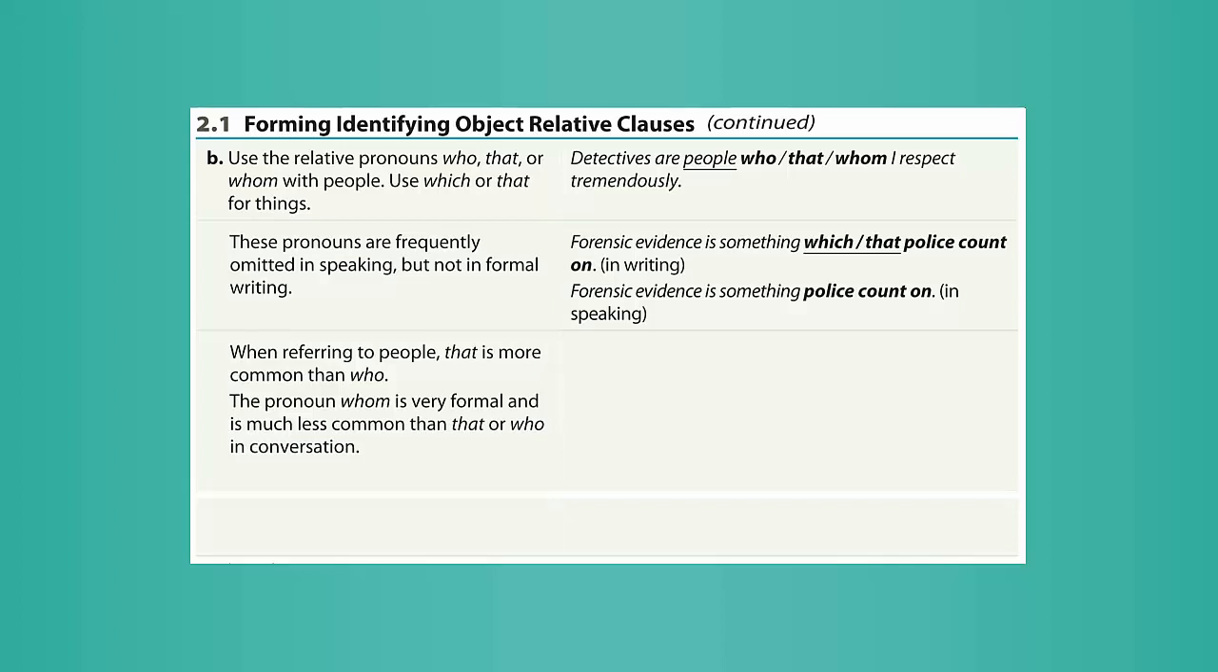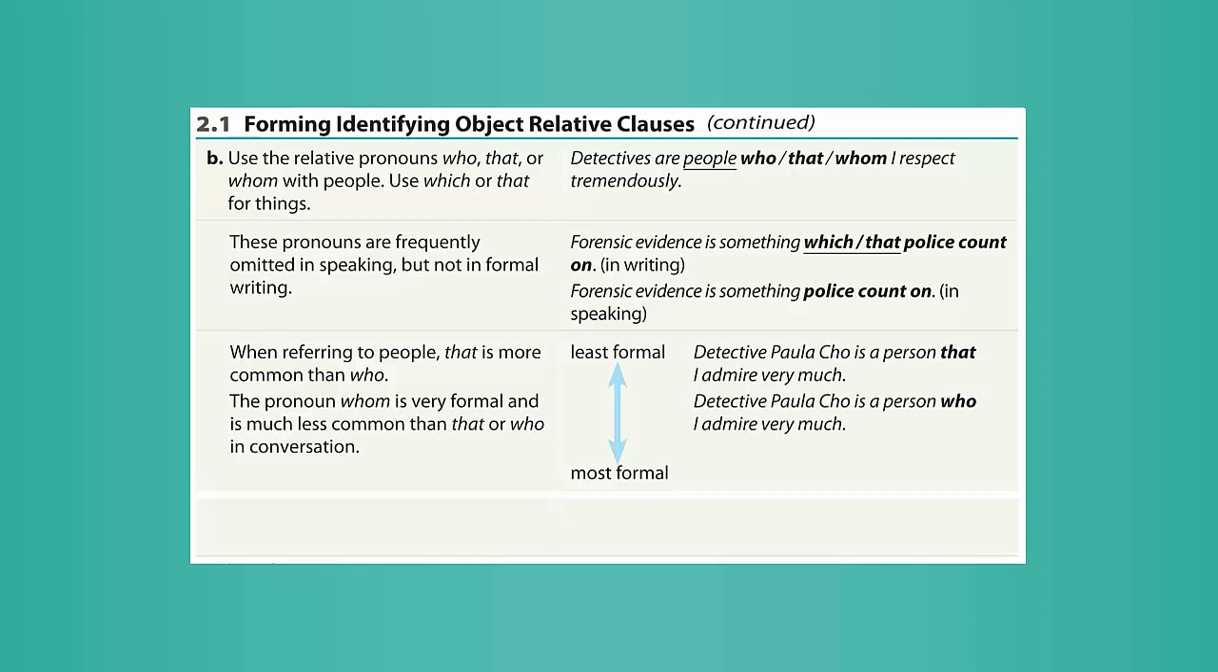We have a scale from the least formal to the most formal, and consider the examples. Detective Paula Cho is a person that I admire very much. This one is the least formal. And another sentence is: Detective Paula Cho is the person who I admire very much. This one is in the middle. And the most formal one is: Detective Paula Cho is the person whom I admire very much.